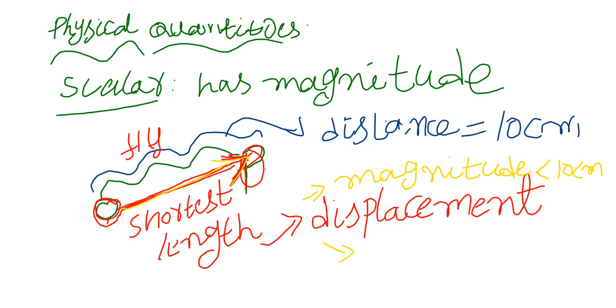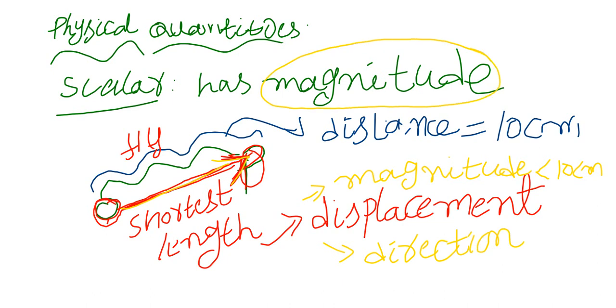So a scalar has only magnitude. A vector has both magnitude and direction. Both magnitude and direction.